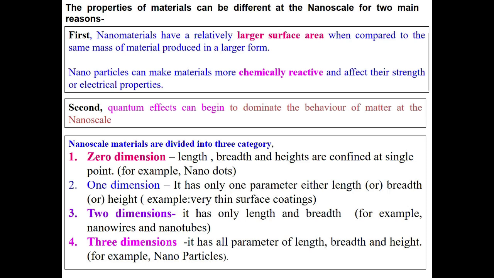Nanoscale materials are divided into three different categories. That is zero dimension. When material is in zero dimension, that is a nanodot. That time length, breadth and height are confined at a single point. When material is in one dimension, it has only one parameter, either length or breadth or height. For example, a very thin surface coating. Two dimension, it has only length and breadth. For example, nanowires and nanotube. Three dimension, it has all parameters of length, breadth and height. For example, nanoparticles.